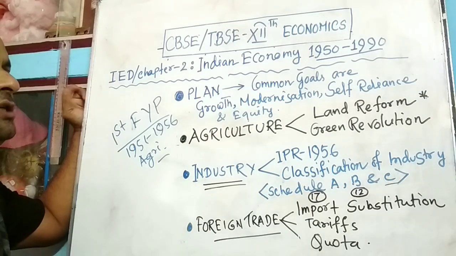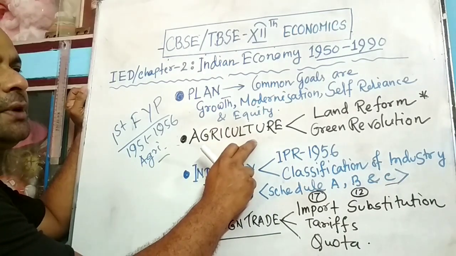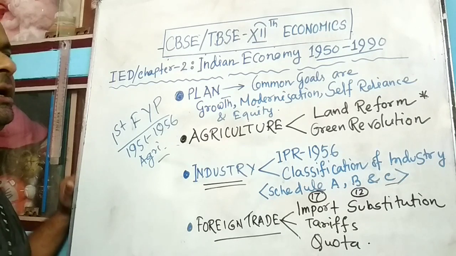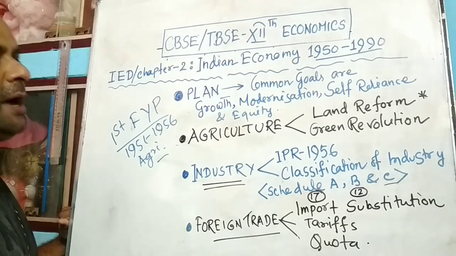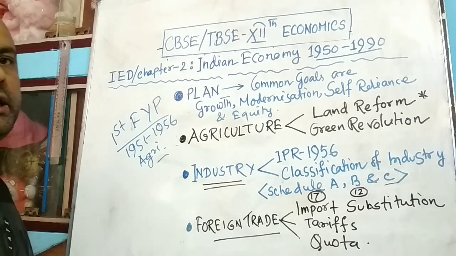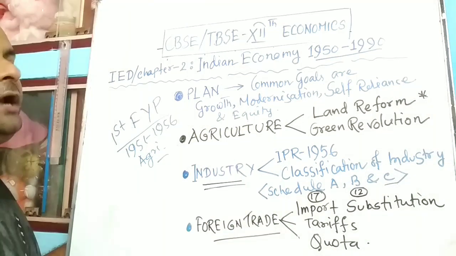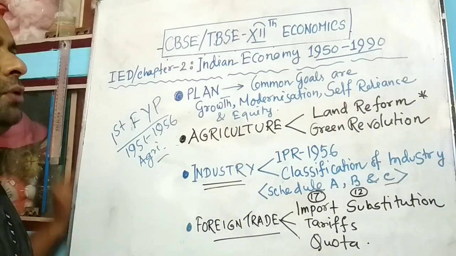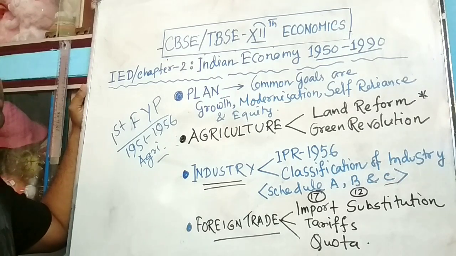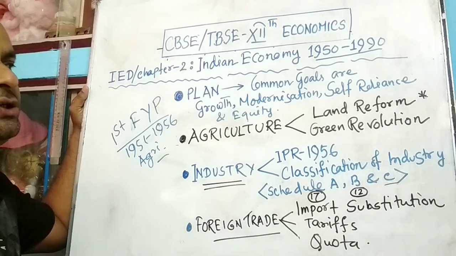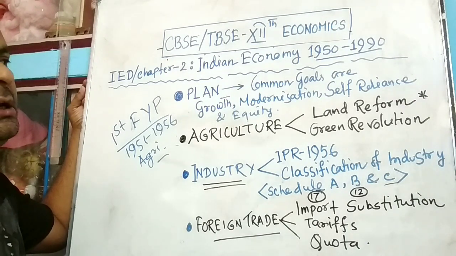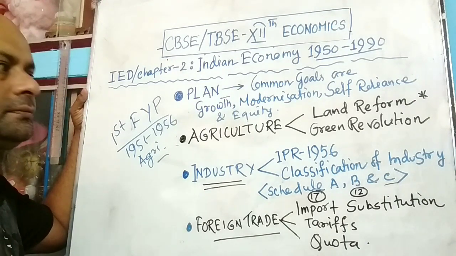Very primitive techniques were used in the agricultural sector, so our productivity was low. After independence, what happened? Due to partition, most of our fertile land went to Pakistan. Some went to East Pakistan, some to West Pakistan, that is Bangladesh. And India faced a shortage of fertile land, so our productivity decreased.